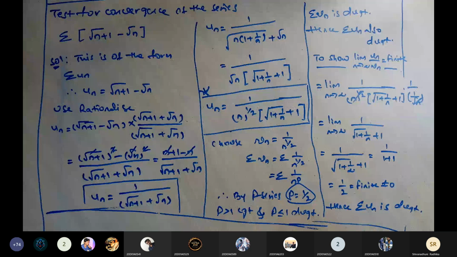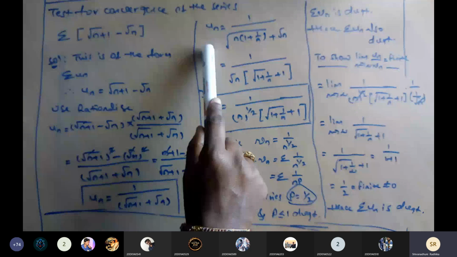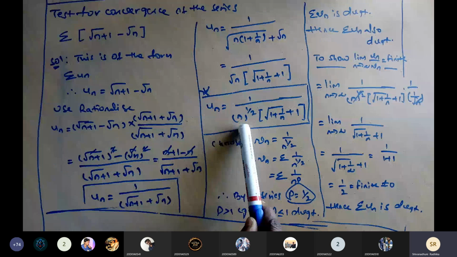Now this is the Un. Highest power of n in the numerator: there is no power of n, n to the power 0 is the highest in the numerator. Now in the denominator we have root n. Taking root n common outside, root n is nothing but n to the power of 1 by 2, and it gets cancelled here. So this one, take it common.